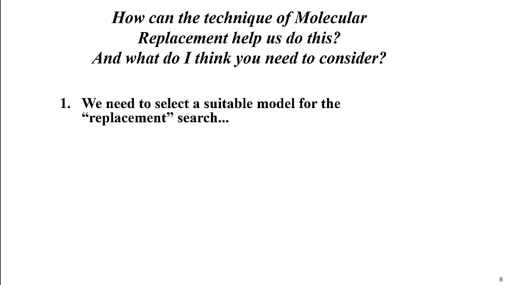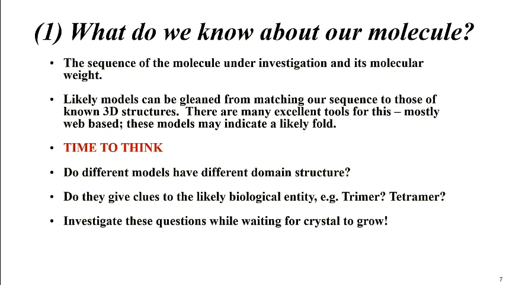So selecting a model, how are we going to do that? What we usually know, and probably all we know to begin with, is the sequence. When I started, there were very few bioinformatic tools to use that sequence. But now there's a whole wealth of tools which allow us to search the known structures to see if we can find any match between our sequence and something that's been deposited already.